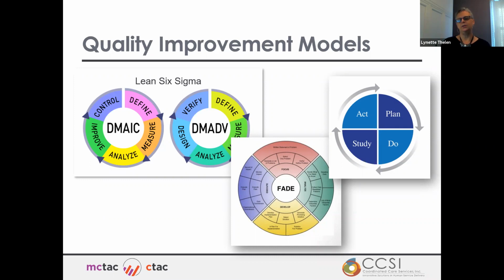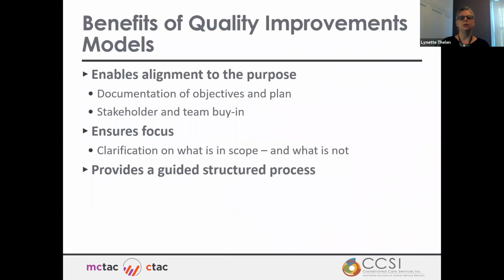So really all of this to say that there are several different models for quality improvement. There's similarities between the models. There's different kinds of activities that the models are best suited for. But at the end of the day, what they do is they provide some structure for your quality improvement effort.